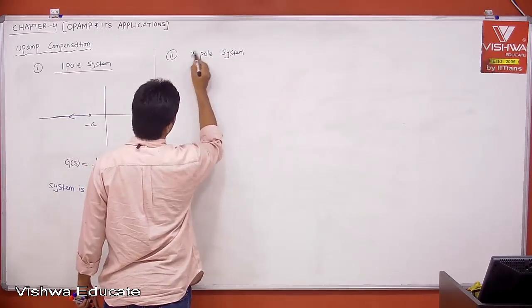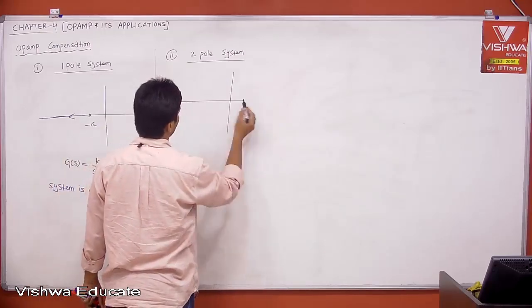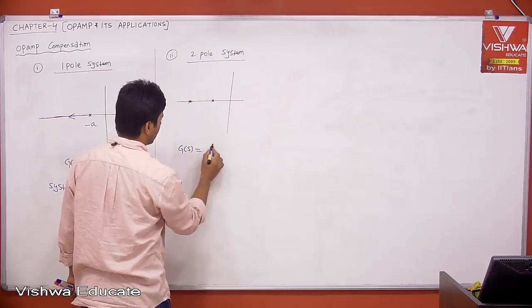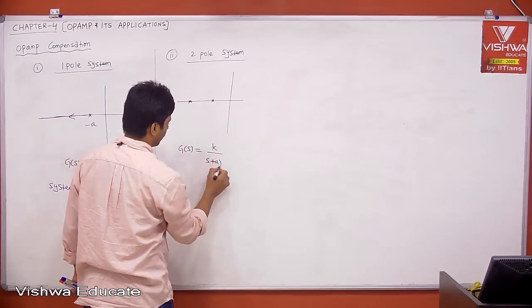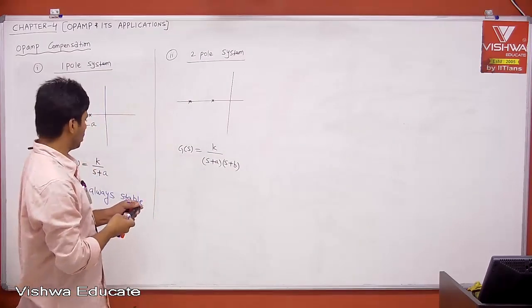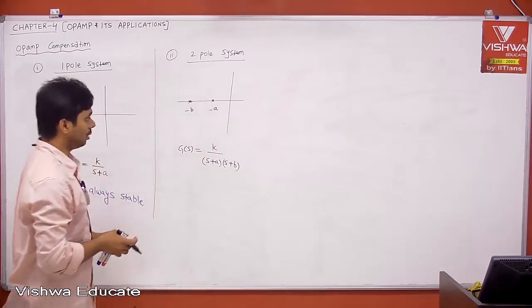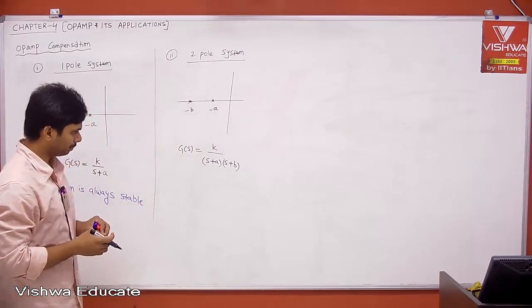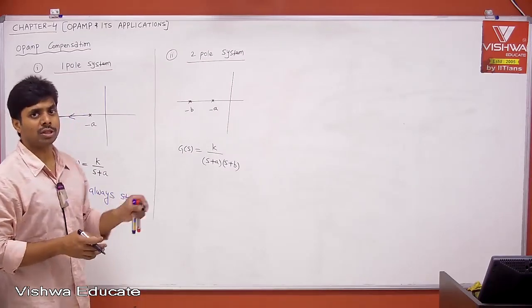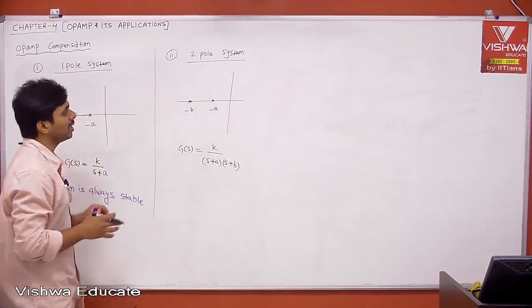When I say two pole, loop gain with two poles, let us say G of S is equal to K by (S plus A) into (S plus B). Now we have two poles, minus A and minus B, or poles P1, P2, anything is fine. Now see, the poles should always be in the left half of the S plane. I am not going into those details of why the poles should be in the left half of the S plane.